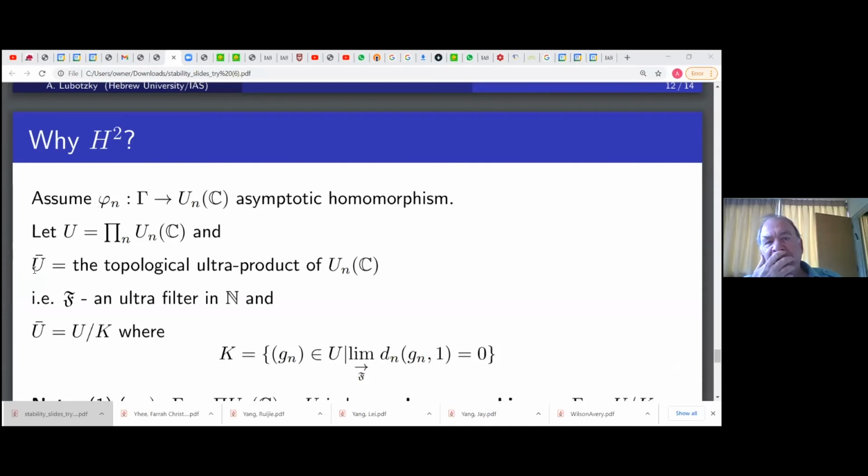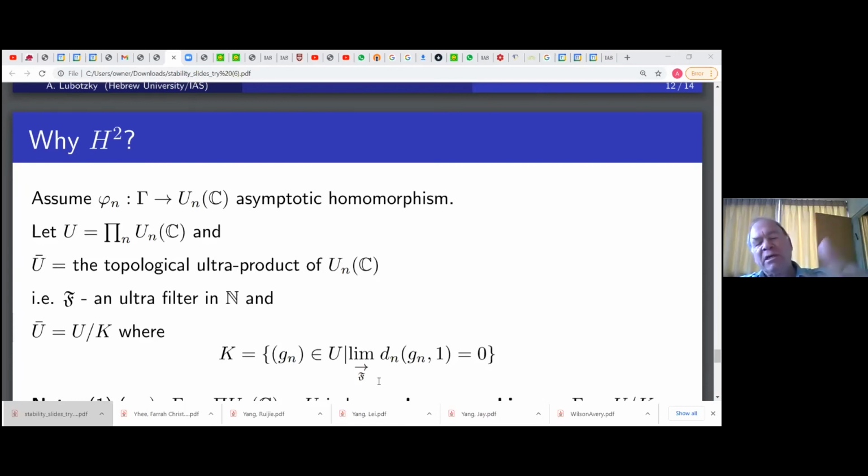If you are familiar with this language of ultra product from model theory, fine. If you are not familiar, you can cheat yourself a little bit, that's fine. Think of U bar as U mod K, where K is all the sequences g_n in U_n whose limit is 0. What we have to take is the limit with respect to the ultrafilter. But if you're not familiar with it, that doesn't really matter.